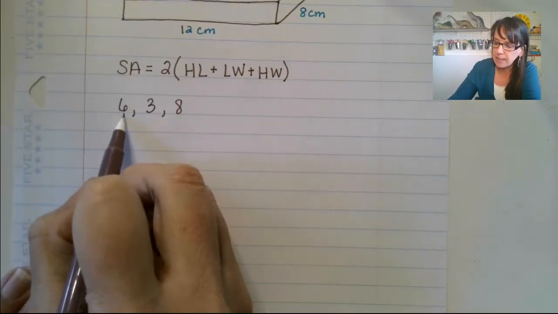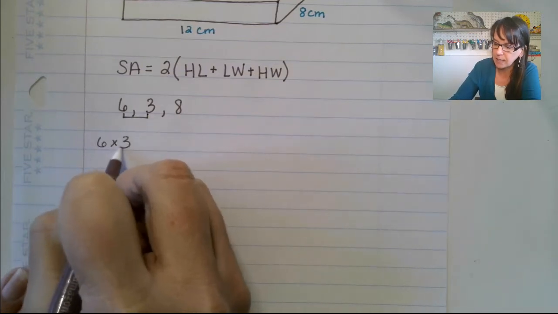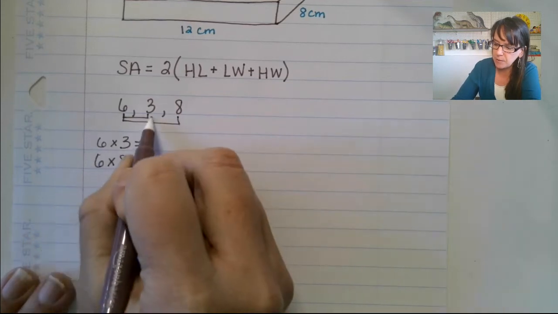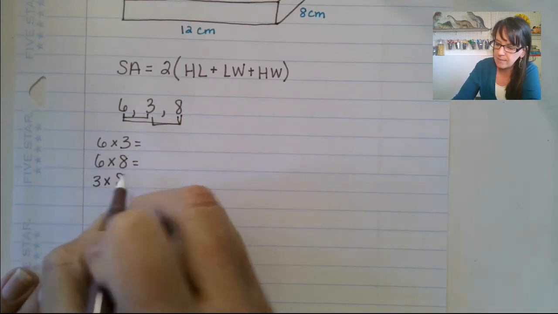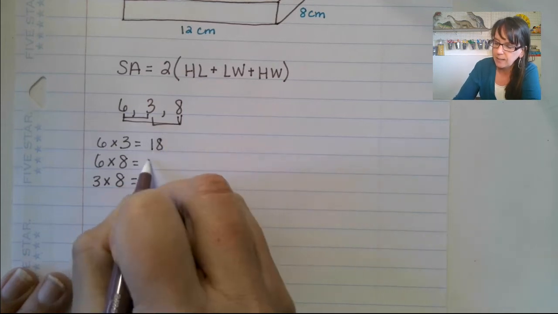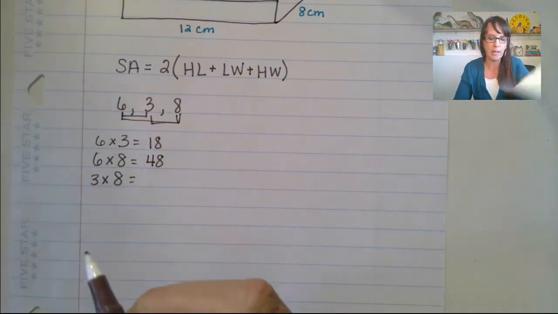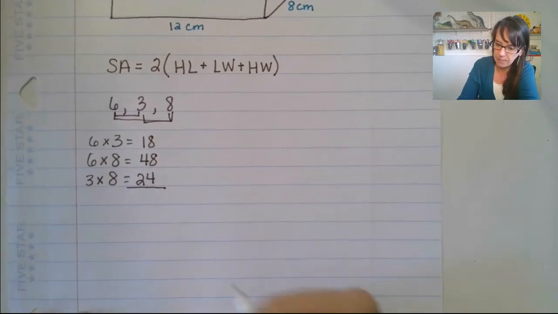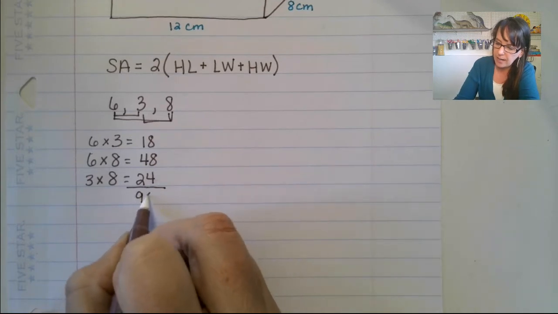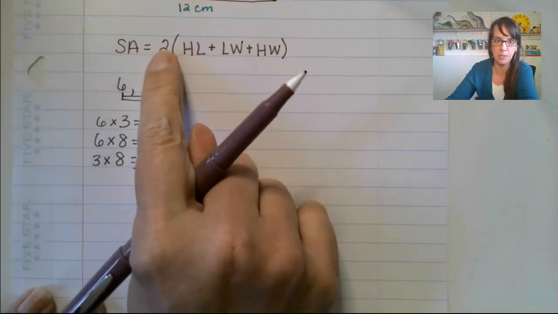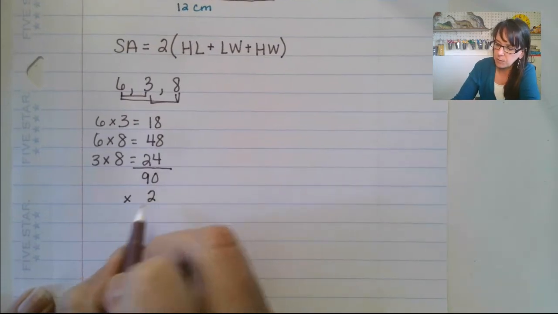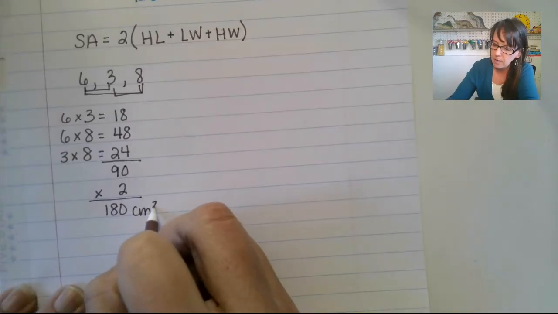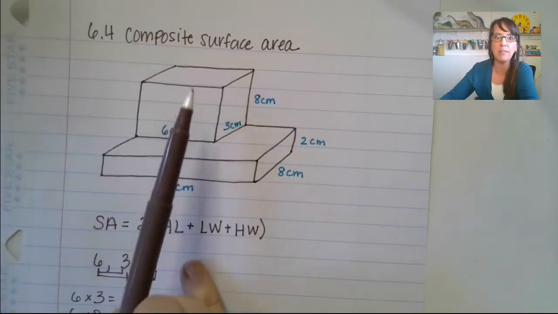What you do is take this times this, so that's 6 times 3, and then 6 times 8, and then 3 times 8. All right, let's do the math on that. We've got 18, 48, and then 24. Awesome. Now we add those all together, and that gives us 90. Now we multiply by 2, so 90 times 2 is 180. We're talking centimeters, so this is centimeters squared. So what we've just done is found the surface area of this entire cube.